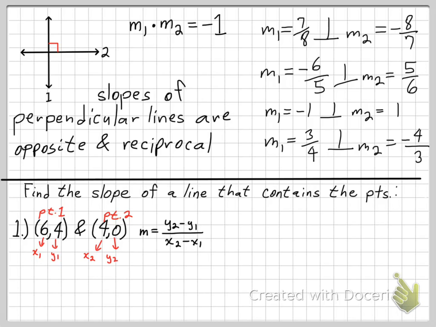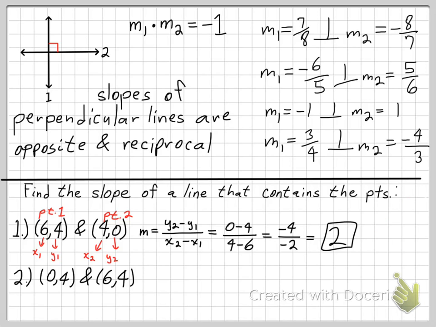Okay, and remember the equation for slope is y2 minus y1 over x2 minus x1, rise over run. So plugging in the values, you get 0 minus 4 over 4 minus 6, just substituting these values into this equation, right? And you get 0 minus 4 over 4 minus 6, which is negative 4 over negative 2, which reduces to 2. So the slope of the line that contains these 2 points is 2. Okay? And then another problem, (0, 4) and (6, 4).